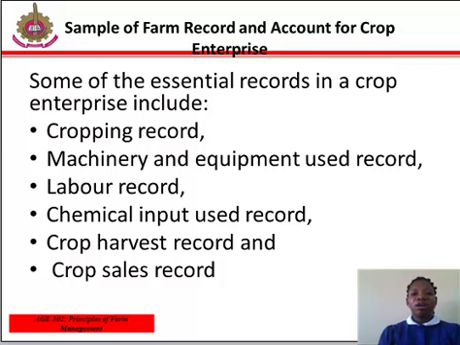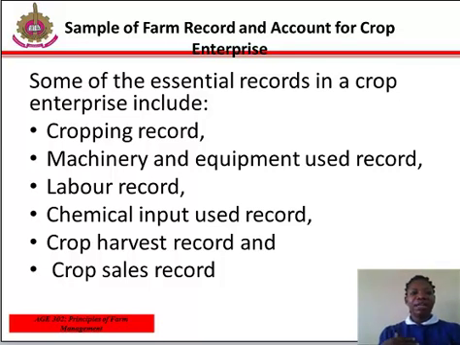Some of the essential columns in a cropping record include: column 1 should include the types of crop, column 2 should include the date of planting of each of the crops, column 3 should include the quantity of seed planted, column 4 crop yields, that is at the end of the harvest, either in bags or in kilograms. The fifth one is column 5, which should include the remark if there is any.